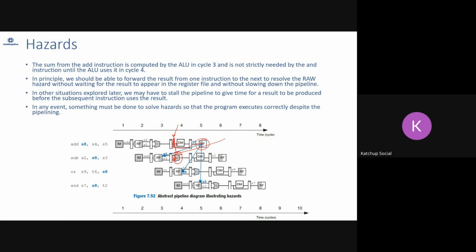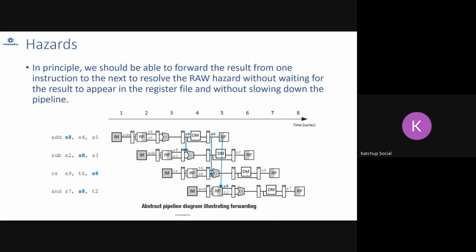So that is one of the ways, and this is known as forwarding. We should be able to forward the result from one instruction to the next to resolve at least this particular hazard, read after write. If we can pass on directly, we see it is already calculated here, and it is needed in the same cycle for the next instruction. So if we modify the hardware, we should be able to forward it and avoid this read after write hazard. In principle, since S8 is available here, and for the next instruction it's needed here, if you can just forward it here, we should be able to avoid our hazard.